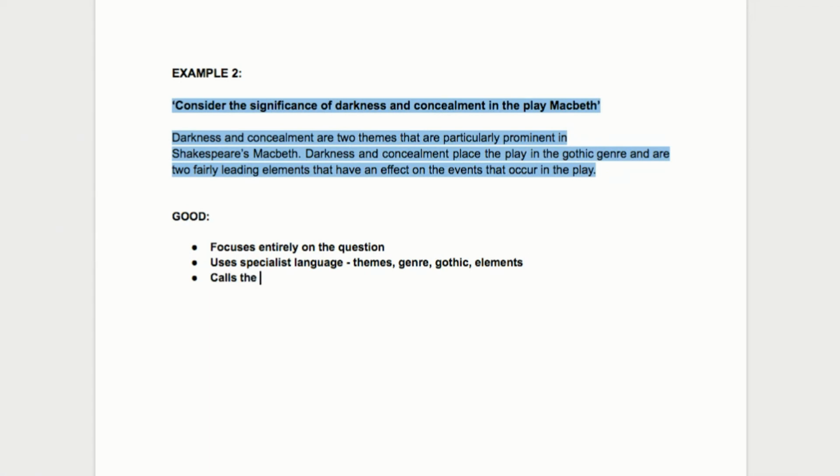It calls the playwright by his second name only. So this is a bit more of an obscure one you might not have got. It's really important to do this. So in an examiner's mind, they have this kind of weird idea that if you called him William, you wouldn't be a very strong candidate. You wouldn't be a very strong student. Your answer wouldn't be that good. If you called him William Shakespeare, your answer would be okay. And if you call him Shakespeare only by his surname, then your answer sounds more like a proper essay.